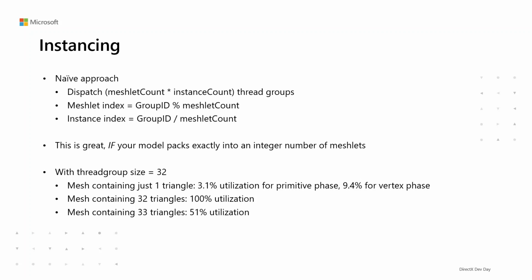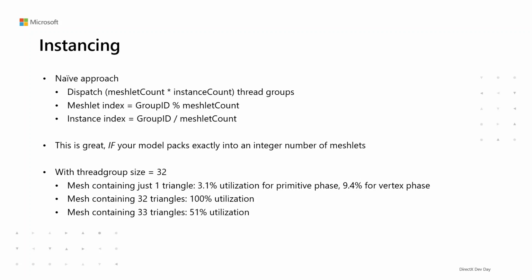Let's just think about the math a bit. Let's say you had a mesh that contains just a single triangle. That's a really extreme case, but it does come up if you're drawing foliage or leaves or grass or something. In that case, for every single instance, you're going to be launching a whole thread group of 32 threads, but only using one of them.